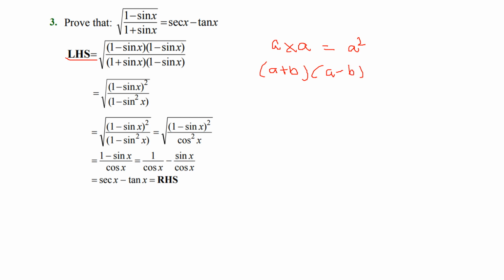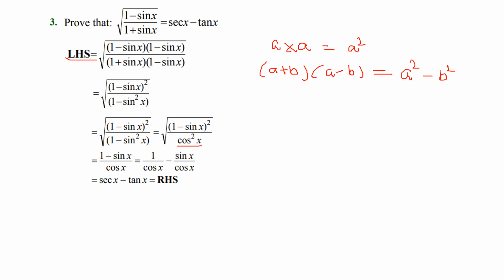So this will be a squared minus b squared. So the term will become a squared. In the place of a I have 1, so 1 squared is 1, and in the place of b I have sin x, so sin squared x. And 1 minus sin squared x we can replace with cos squared x. This is by identity.